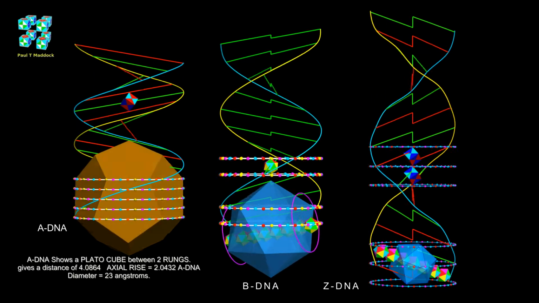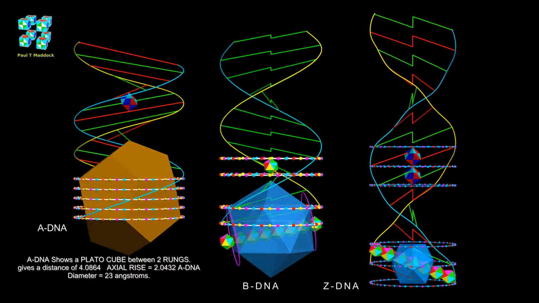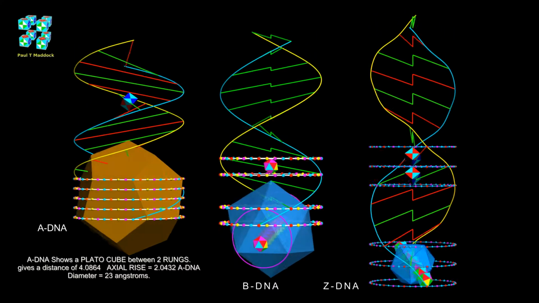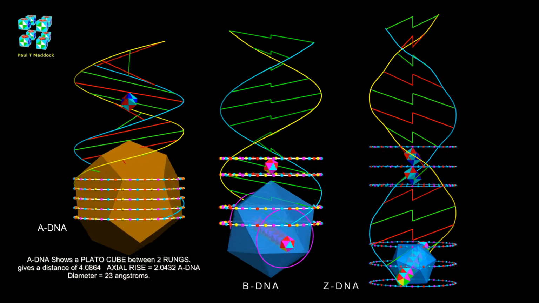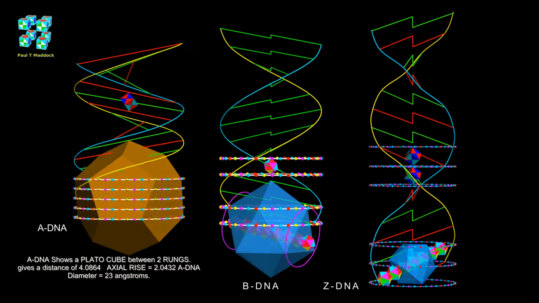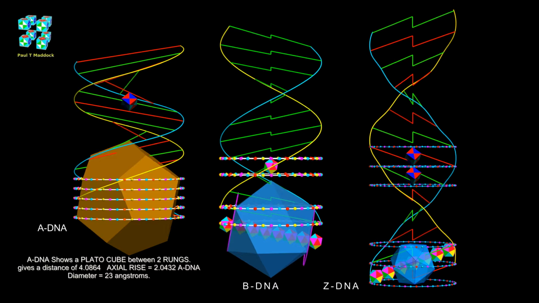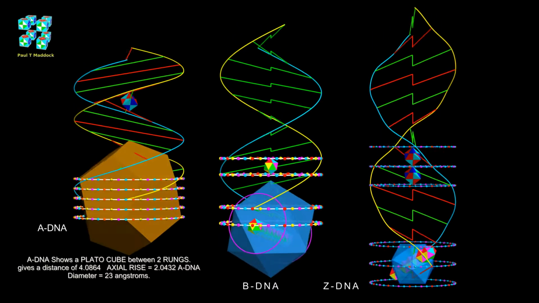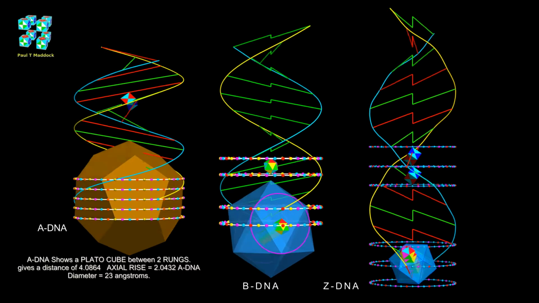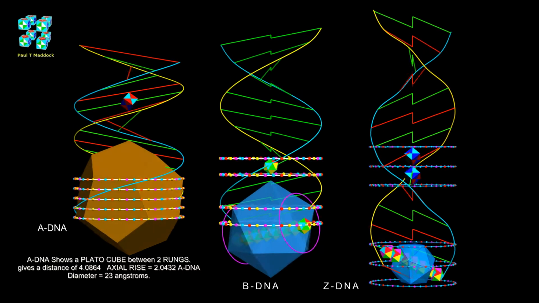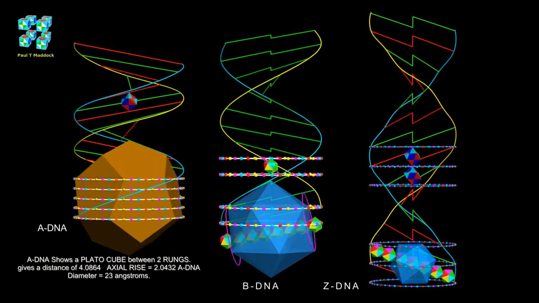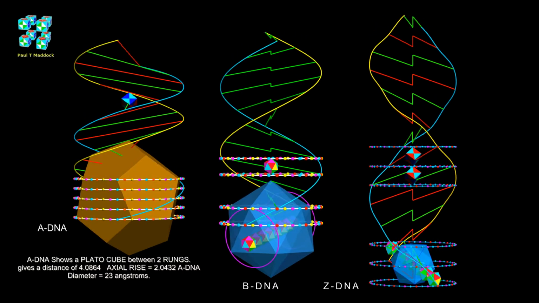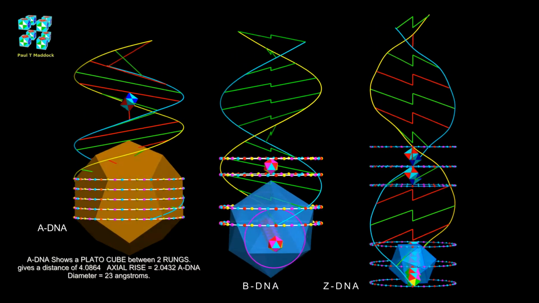Now the long diagonal of this Plato cube comes to 40.864, but that is the distance between 2 rungs of A-type DNA. So what we have is the distance which they call axial rise of 20.432. Now in the book they show 26, or 0.26 for their Angstroms. I would say that using this 3D Platonic order is much more accurate.